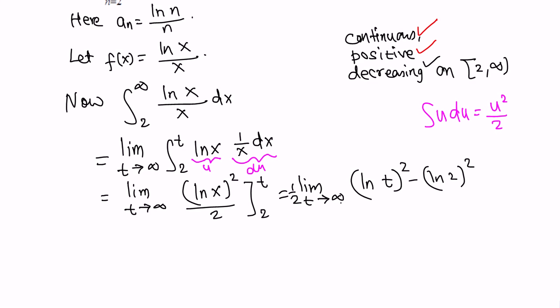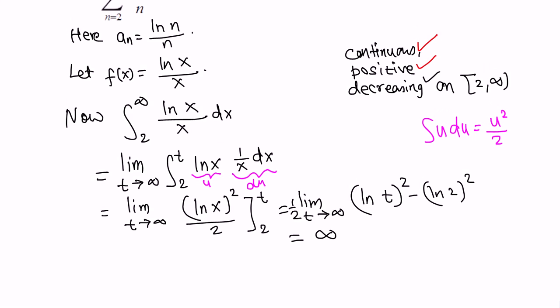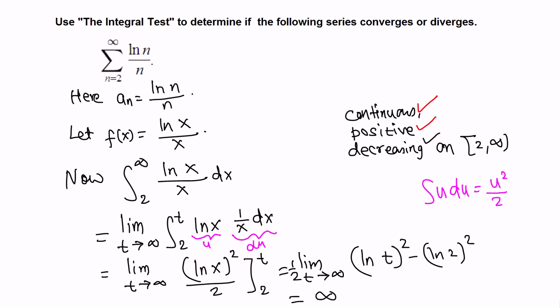When t goes to infinity, when t is very, very big, natural log of t is infinity, very big. Squared, it is even bigger, so the whole thing is infinity. That means this improper integral diverges. In turn, this series diverges.